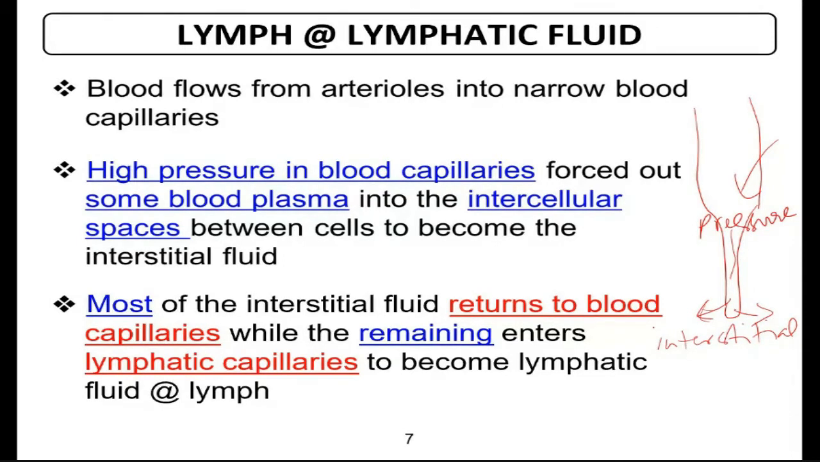Biasanya dissolved salt lah. Erythrocyte, platelet and apa tadi satu lagi? Erythrocyte, platelet and large protein will not pass through the capillary membrane. Besar, size tu besar. So when they are forced out of the capillaries, some of them can easily return to the blood capillaries. Boleh masuk balik semula. But some of the interstitial fluid will enter lymphatic capillaries.